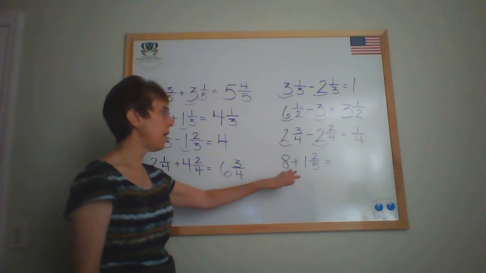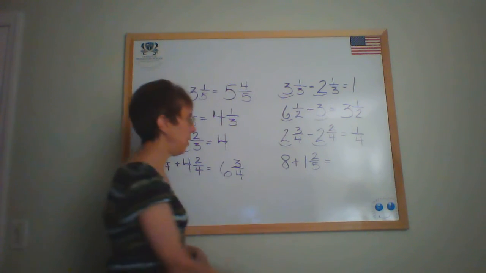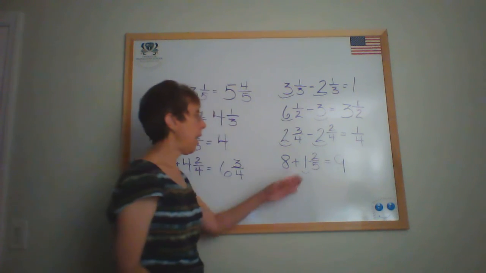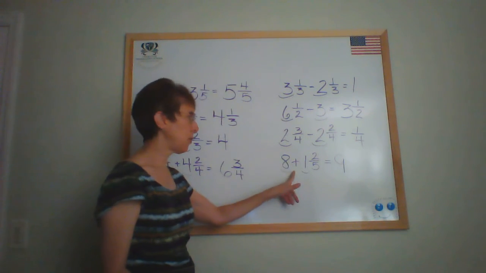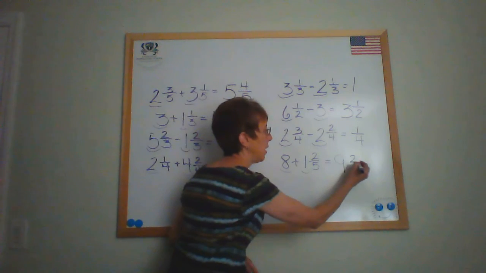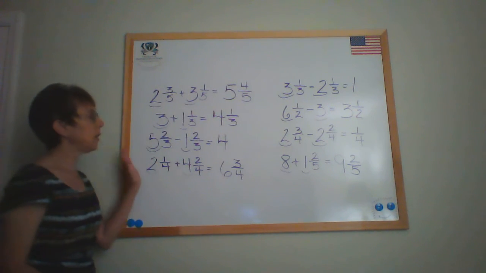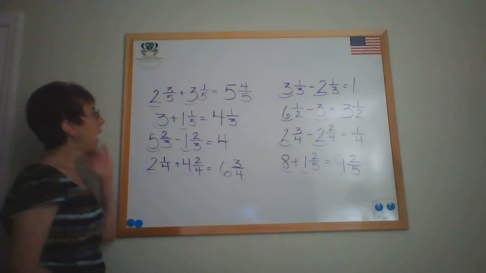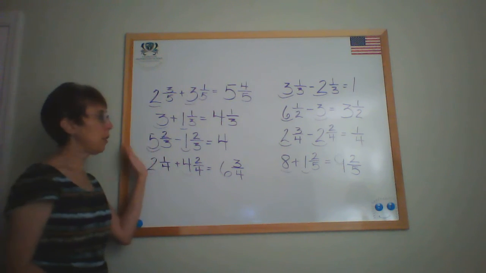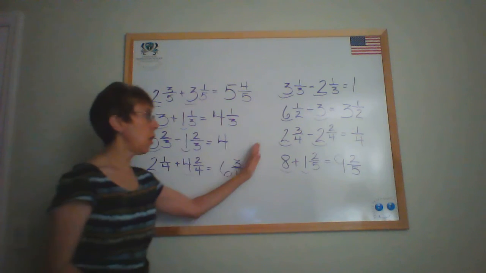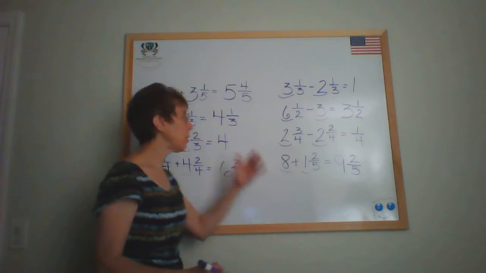And here we have 8 plus 1 2/5. 8 plus 1 equals 9. And then we don't have a fraction here, so nothing plus 2/5 equals 2/5. So now here we did adding and subtracting mixed numbers. They were all written horizontally, which is easy enough to do.